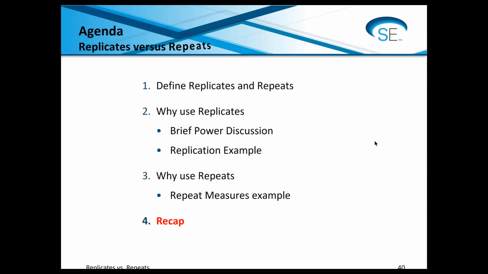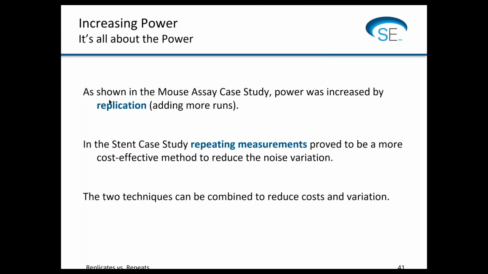Okay, so let's recap. As shown in the mouse assay case study, power was increased by replication, that is adding more runs. In the stent case study, repeating the measurement proved to be more cost effective and much more time effective way to reduce the noise. These 2 techniques can be combined to reduce cost and variation. So sometimes you might say, I'm going to replicate all the runs, and for this one response, I'm also going to repeat the measurements and put in the averages for those replicated runs.